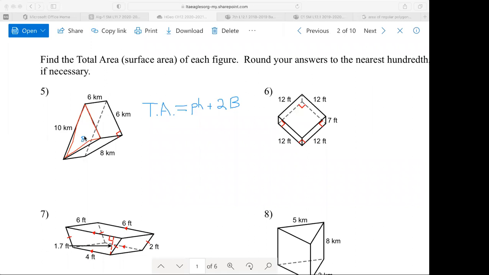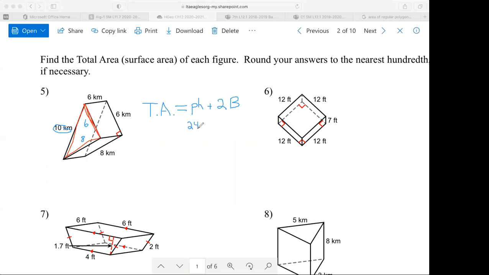So that side is 8. I've got 10 and I've got 8. Now we need that third side of the triangle. Remember, the triangle is the base. This side is not listed, but right there it's 6. So we can list that one as 6. So the perimeter will be 10 plus 8 plus 6. 10 plus 8 is 18, plus 6 is 24.